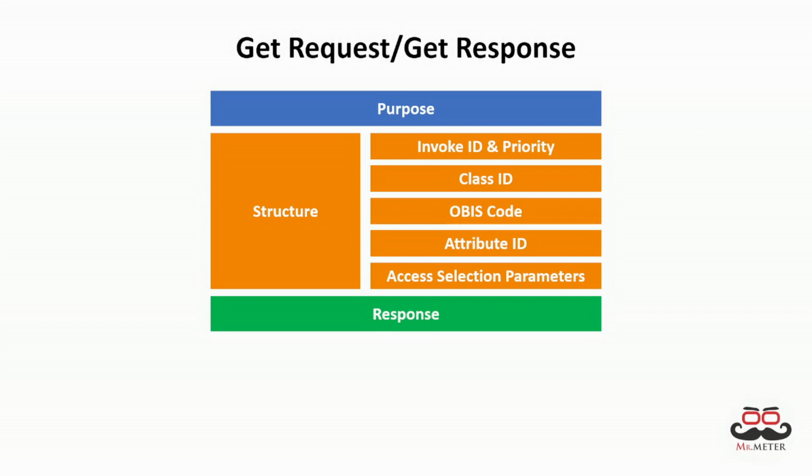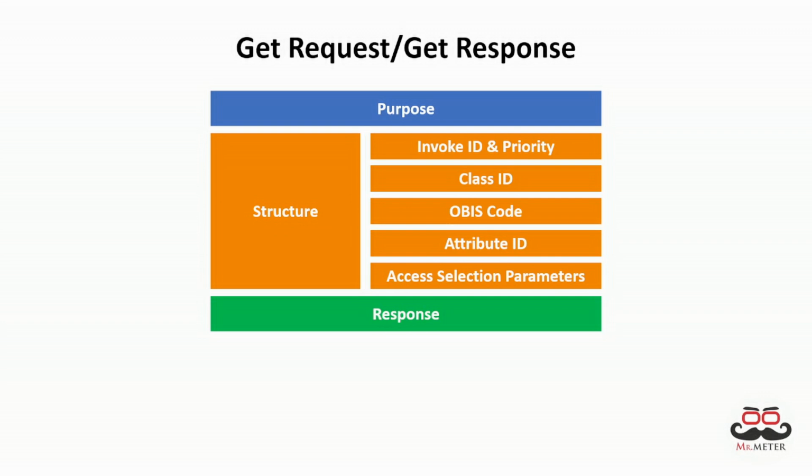The invoke ID and priority just defines what type of GET request we have. There are different types of GET, SET, and action requests, which you can find in the Green Book, and it's fully detailed. The next one is the class ID. For example, if we want to have the time of the meter, we will have to send the class ID of 8.